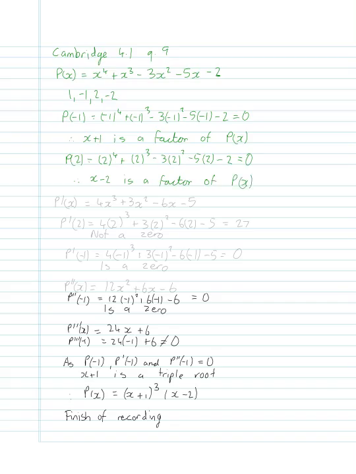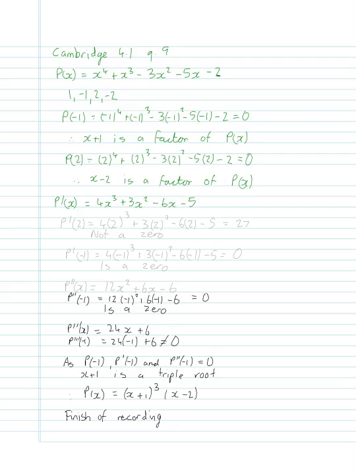Now, using the theorem that we investigated, when you differentiate something that has a multiple root, the derivative p'(x) will also share that root. So we're going to investigate p'(x), which is 4x^3 plus 3x^2 minus 6x minus 5. If either of these numbers are zeros, then you've found a multiple root.